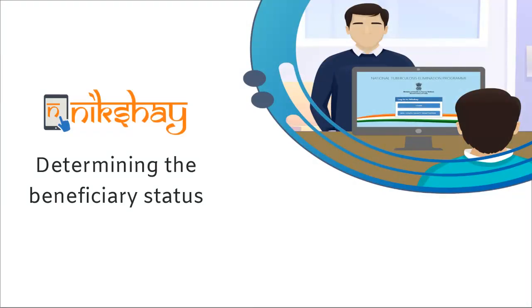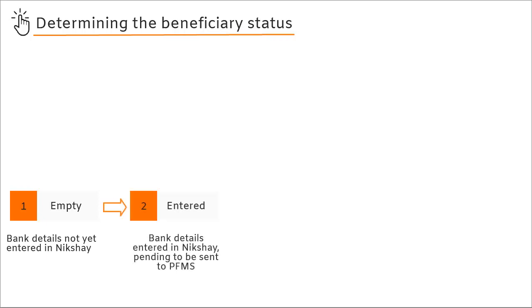In this video, we will go through all the statuses the beneficiary holds in the entire workflow of the scheme. The first beneficiary status is empty. This implies that the bank details of the beneficiary have not yet been entered in Nikshay. Once the bank details of the beneficiary have been entered in Nikshay, the status changes to entered. This is the second status. The bank details are not verified with the bank yet, but they have been entered.